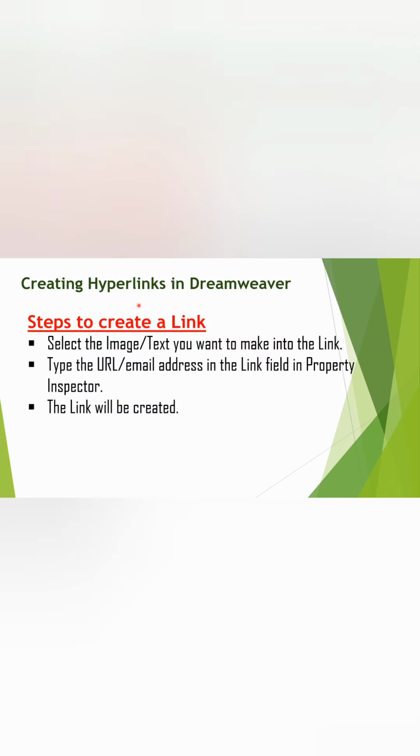You can also create hyperlinks in Dreamweaver. For that, you have to select the image or text that you want to make into the link. While you are selecting the image or text, the property inspector box will open. In that, the link field is available. So you have to type the URL or email address in the link field in the property inspector. Then you have to click on the OK button, and the link will be created.